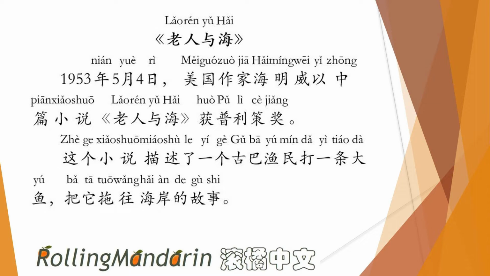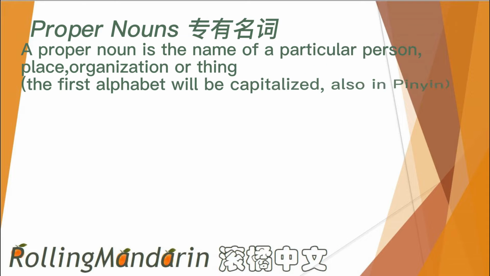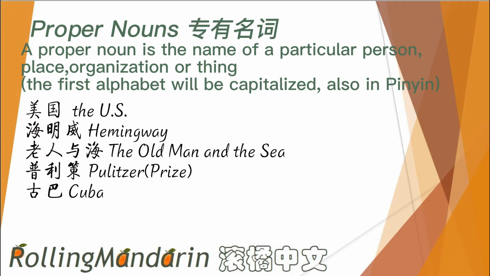In this text, we can see a lot of proper nouns, 专有名词. What kind of nouns are they? A proper noun is the name of a particular person, place, organization, or thing, such as what we can see in this text. 美国 the US.